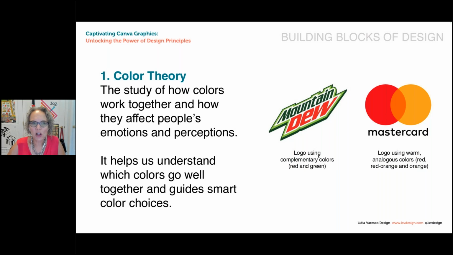Basically, knowing color theory helps us understand which colors go well together, and it helps to guide good design choices, because sometimes when you choose a couple of colors that are really not working together, it really reflects the design poorly. So here we have a couple of examples of some big brands and how they've used color theory. With the Mountain Dew logo, they're using complementary colors, which are red and green. And we know that those go well together.